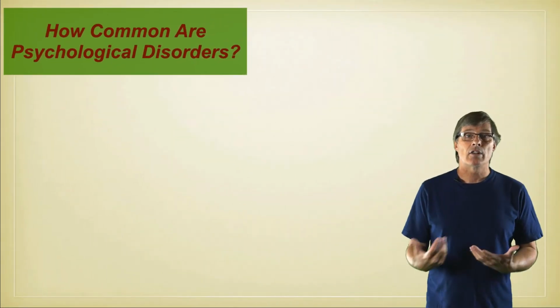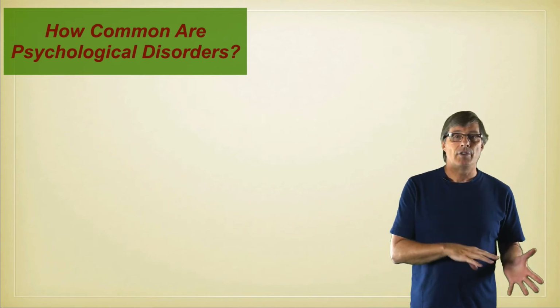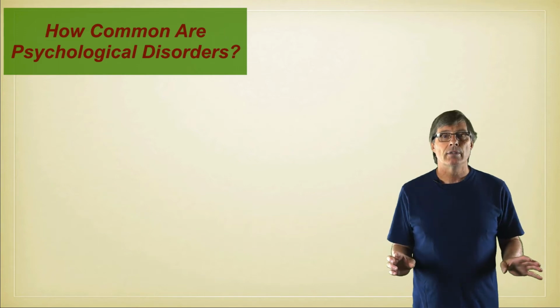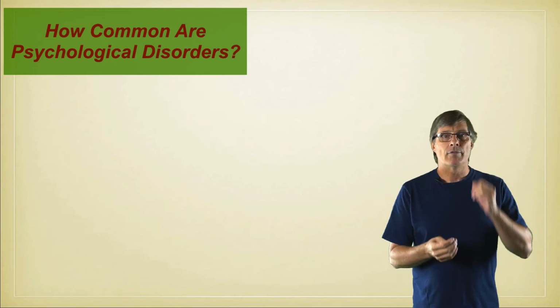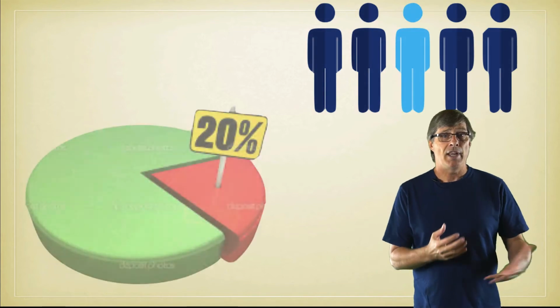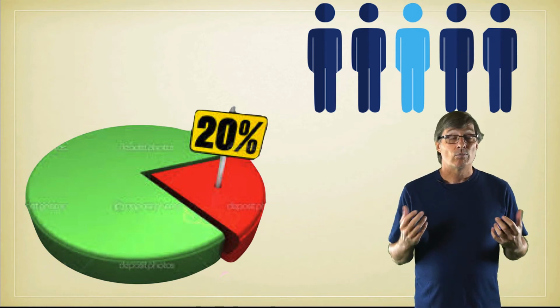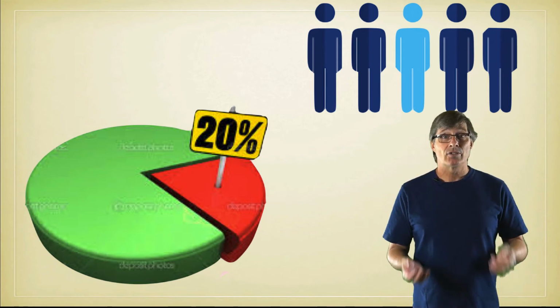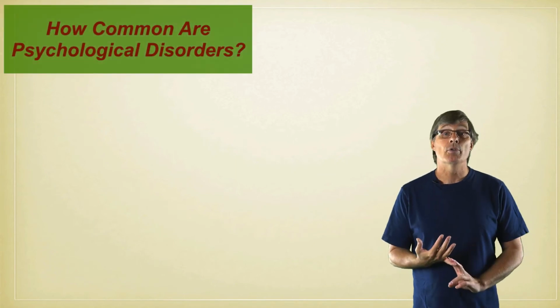So how common are psychological disorders? Well, abnormal behavior affects virtually everyone in one way or another. Abnormal behavior patterns that involve disturbances of psychological functioning or behaviors are classified as psychological disorders. About 20% of Canadians will suffer from a psychological disorder at some point in their lifetime. Let's look at a few.